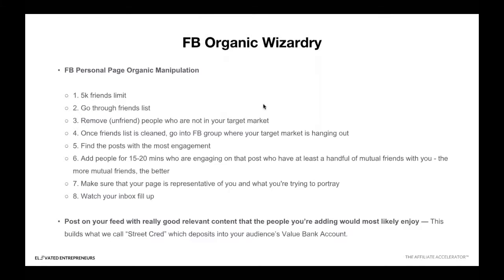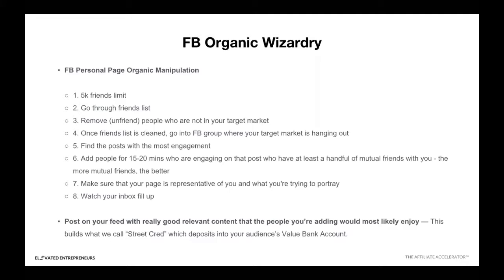You can go back to the congregation discovery sheet and go into the Facebook groups where your target market's hanging out, where the PTMMs are, and find posts with a lot of engagement. Basically, what you'll do is add people for 15 to 20 minutes on those posts that have a lot of engagement. And those posts with a lot of engagement are people engaging.